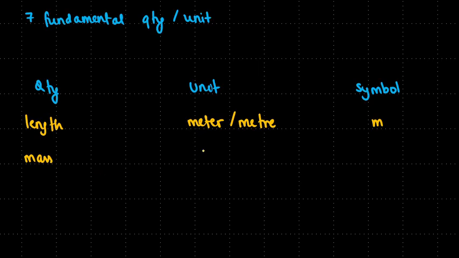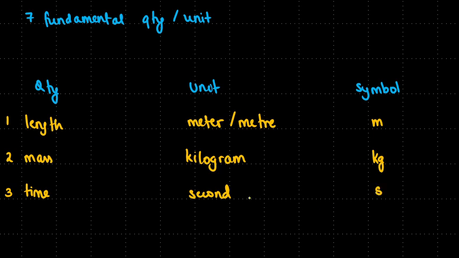Okay. So the second is mass, measured in kilogram, which is written as kg. Now the third one is time, which is measured in second and written as s. I think you're pretty familiar with meters and seconds because we also talked about them when discussing derived units, when I was talking about velocity.